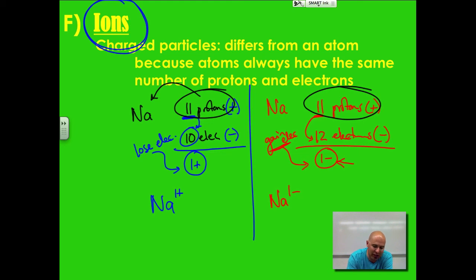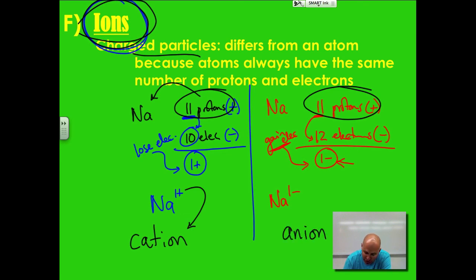A positively charged particle is called a cation. Okay, they're both ions, positive or negative. A positively charged one is a cation. A negatively charged ion is an anion. I like to remember cation: to me, the T looks like a plus sign, so I see the T in the middle of cation, and it looks like a plus sign, so I remember that a positively charged ion is a cation. A cation versus an anion.